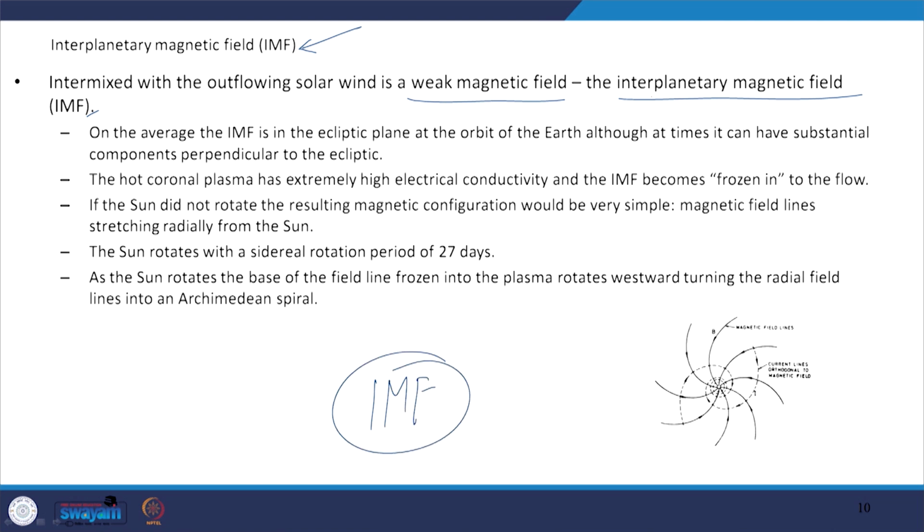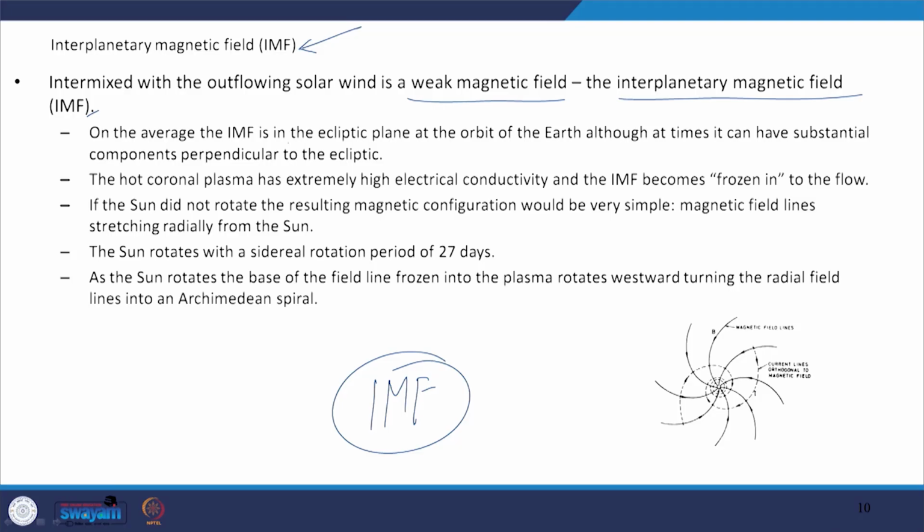So, you see, interplanetary magnetic field means the magnetic field which exists between the planets throughout the solar system, and the solar wind is the medium which takes this interplanetary magnetic field from one point to another. On the average, the interplanetary magnetic field is in the ecliptic plane at the orbit of the Earth, although at times it can have substantial components perpendicular to the ecliptic.